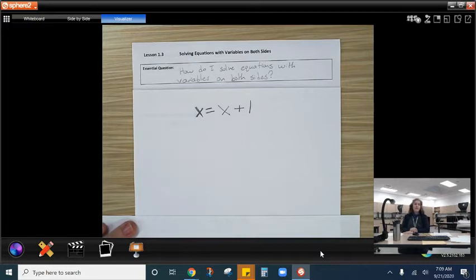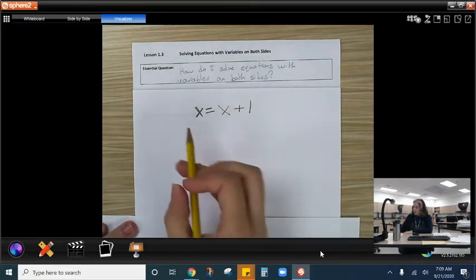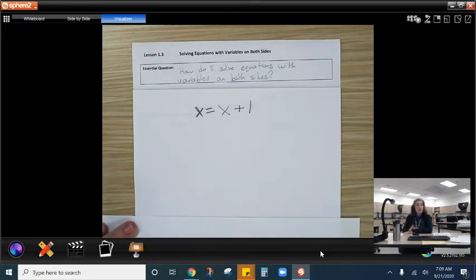Hello, Algebra. So today we are going to look at part 2 of lesson 1.3. How do I solve equations with variables on both sides of the equal sign? So we've got a problem to start off with. It's not one that's in the notes, so if you just want to use a scratch piece of paper, that's all I did. But we've got x equals x plus 1.